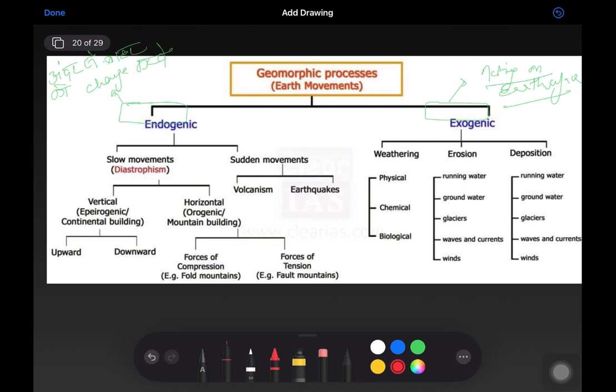This endogenic process is divided into two. First slow movement, second is sudden movement. Slow movement, which is also called as diastrophism. This diastrophism is slow plus continuous. Continuously, these slow movements are operating on the surface. And the second is sudden movement. Sudden movements include volcanism, earthquake. These are examples of sudden movements. Sudden movements occur for shorter duration of time.